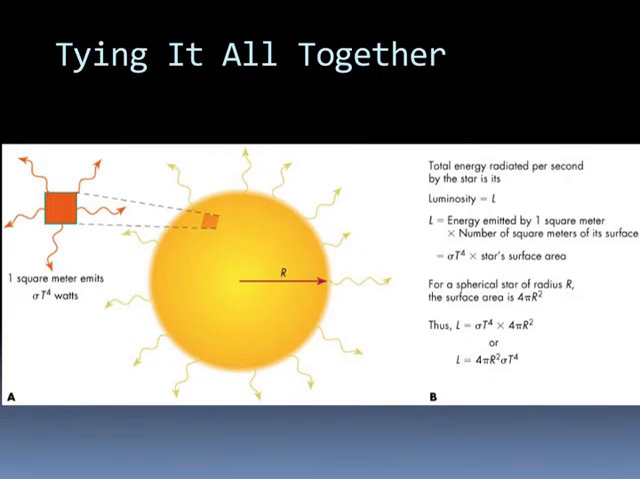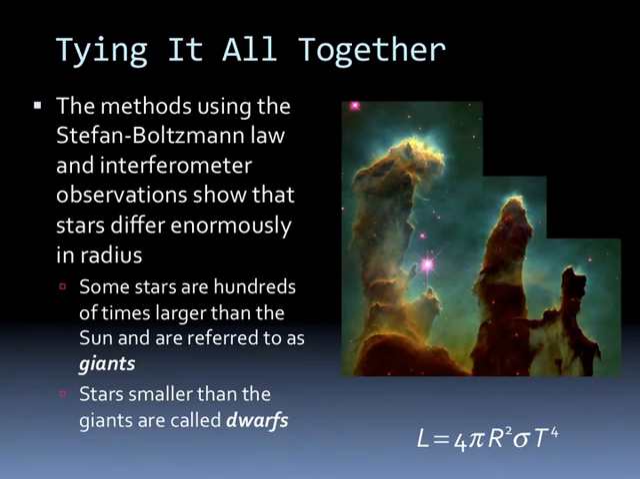I just want you to see how a scientist uses fundamental laws that they can determine, and they start to combine them to be able to measure things that you wouldn't think that you could measure. By looking at energy output and temperature, I can figure out a radius. Now, the methods using the Stefan-Boltzmann law and interferometer observations show that stars differ enormously in radius. Some stars are hundreds of times larger than the sun, and we call those giants. And others are smaller than the sun, and we call those dwarfs.